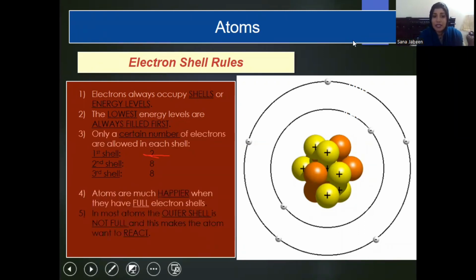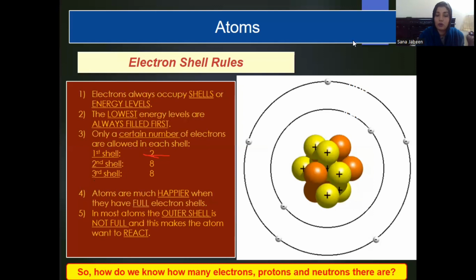Atoms are much happier when they are full. We can say that when our belly is full, we are happier. But if we are hungry, what will we do? We are going to snatch things from others. We are going to go to the kitchen and take something to eat. In the same way, atoms do the same thing. When they have an incomplete shell, they have to react with another atom, or they are going to take a loan. You can say they are going to take electrons or share them with other atoms. So in most atoms, the outer shell is not full, and this makes the atoms want to react more.